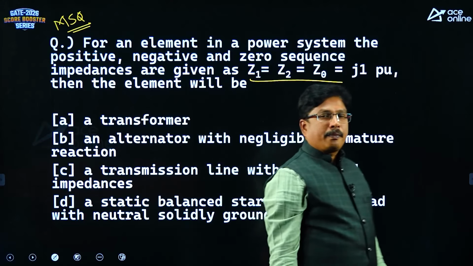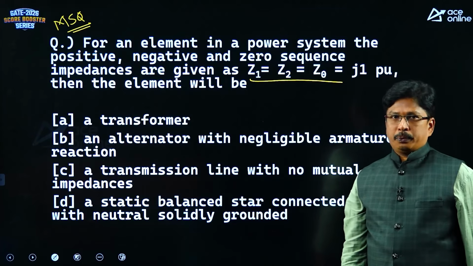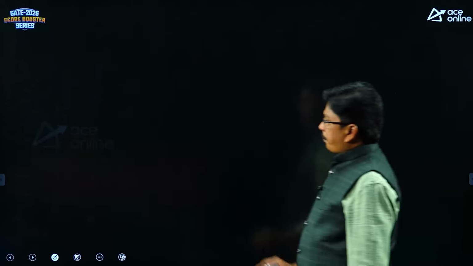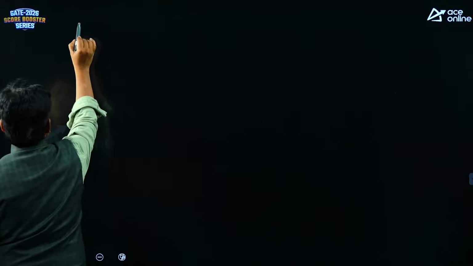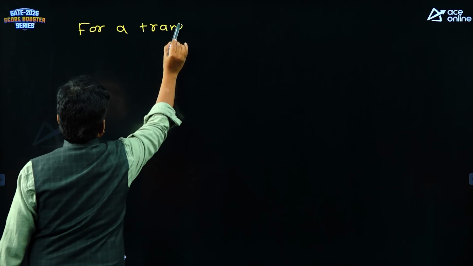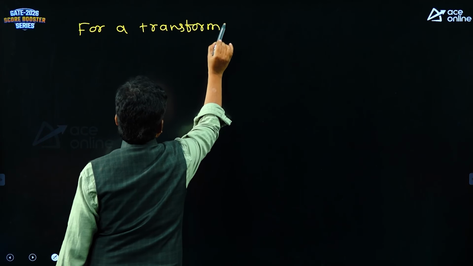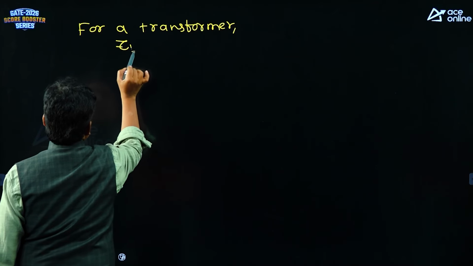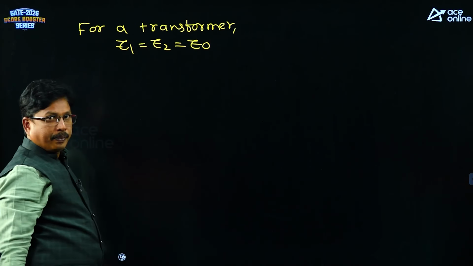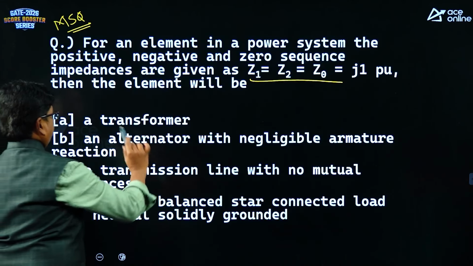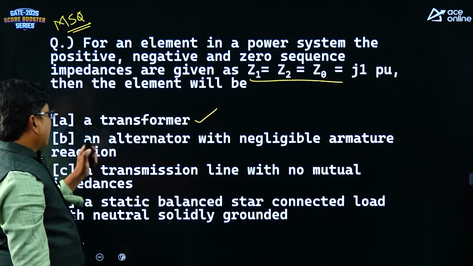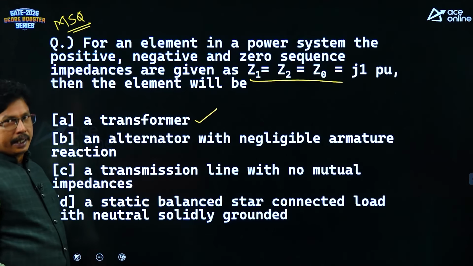You can see option A, transformer. Yes, we know for a transformer, Z1 is equivalent to Z2 is equivalent to Z0. All the impedances are the same, right? So option A is correct. Coming to option B, an alternator with negligible armature reaction.